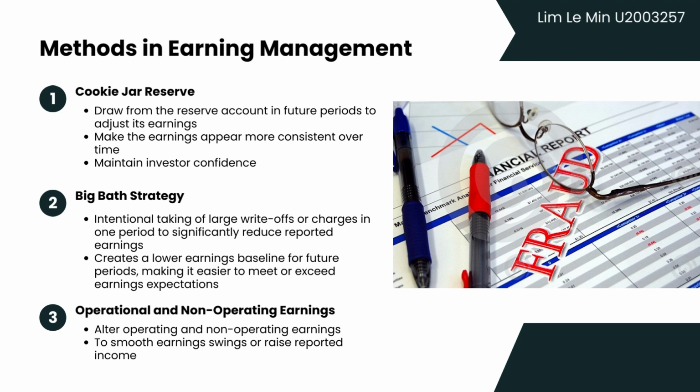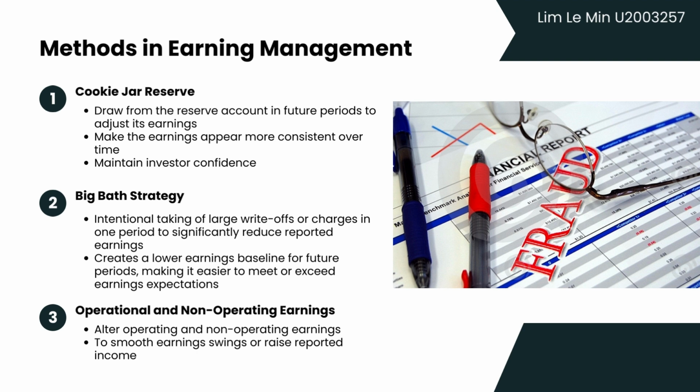Second one is the big bath strategy. It's a method used by companies to manage their earnings, involving the intentional taking of large write-offs or charges in one period to significantly reduce reported earnings. A company that is experiencing financial difficulties may use the big bath strategy to reset earnings expectations and create a better financial outlook. This creates a lower earnings baseline for future periods, making it easier to meet or exceed earnings expectations. In addition, earnings management uses operating and non-operating earnings.